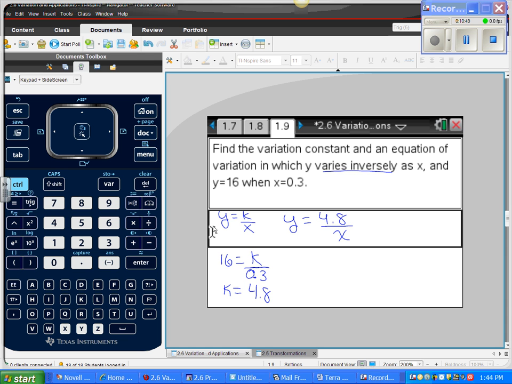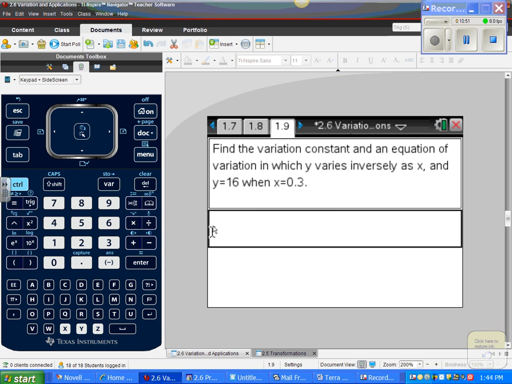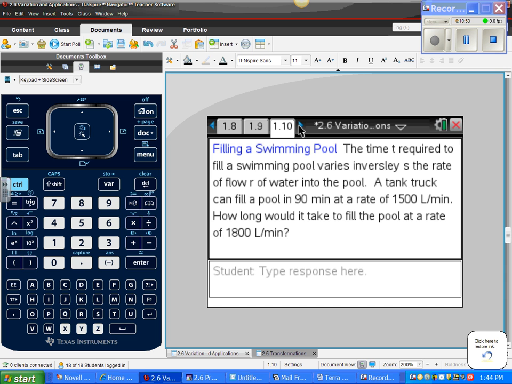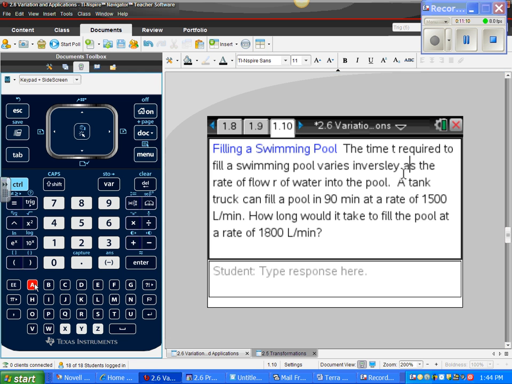Okay, so let's look at an application. Filling a swimming pool. The time t required to fill a swimming pool varies inversely as the rate of flow r of water into a pool. A tank truck can fill a pool in 90 minutes at a rate of 1,500 liters per minute. How long would it take to fill a pool at a rate of 1,800 liters per minute?